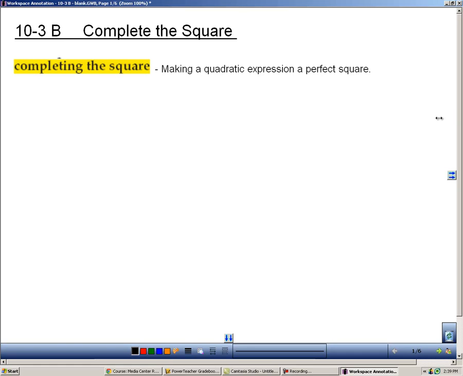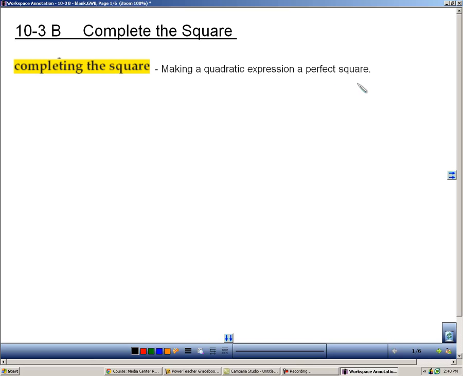Section 10.3b is about completing the square. A lot of people find that using the square root property is very simple. If you've thought that about the last video, then you're one of those people. Completing the square is a method of making a quadratic expression into a perfect square.